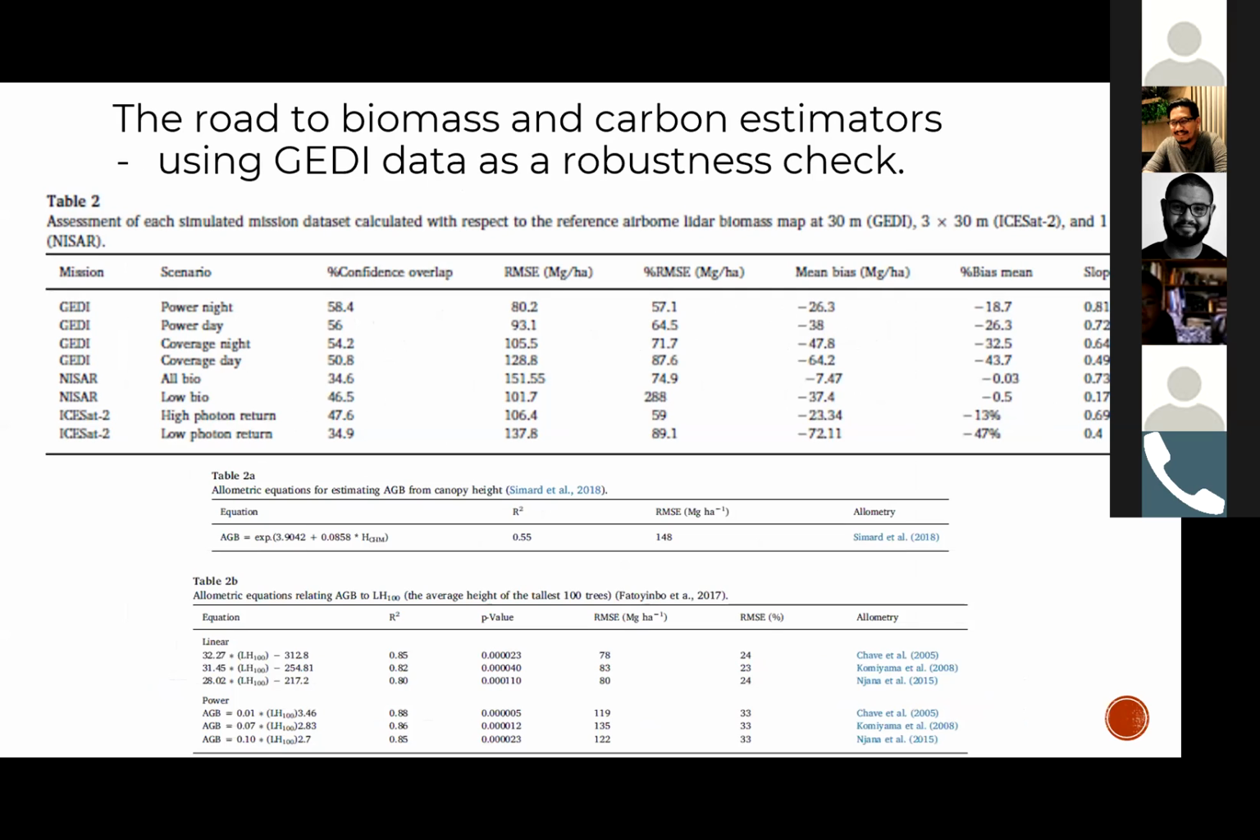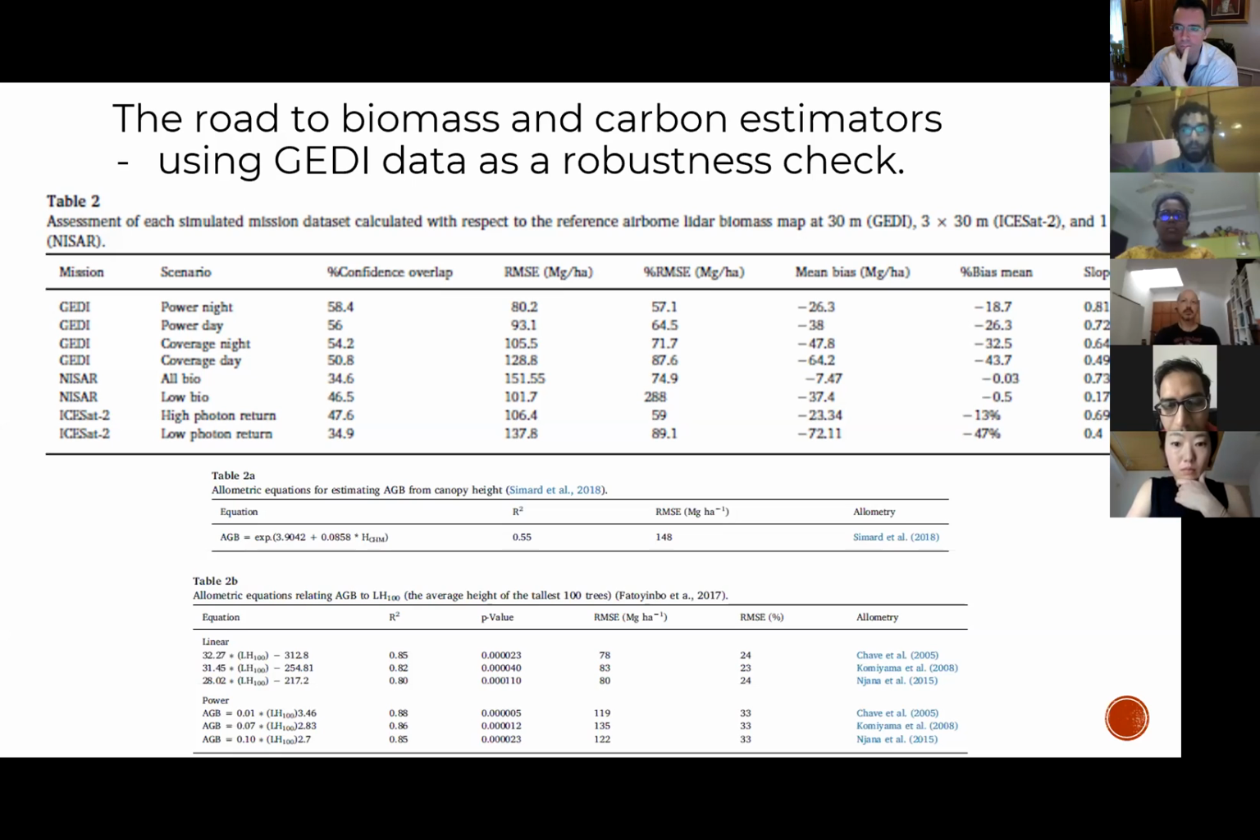So, the road to biomass and carbon estimators by using GEDI data as a robustness check. Differing from ICESat-2, the GEDI mission has formal requirements for generating data to enable the production of biomass maps, while ICESat-2 has no formal biomass requirement. GEDI has basically its own biomass algorithm built in that will be used after all the canopy data is collected. So in order to predict biomass in ICESat-2, one option would be to refit GEDI's biomass algorithm using the guidelines from a recent research paper, which is in our references, titled Biomass Estimation from Simulated GEDI and Other Satellites in Sonoma County, California. This was from Duncanson this past April, and his results are shown in table 2 above.